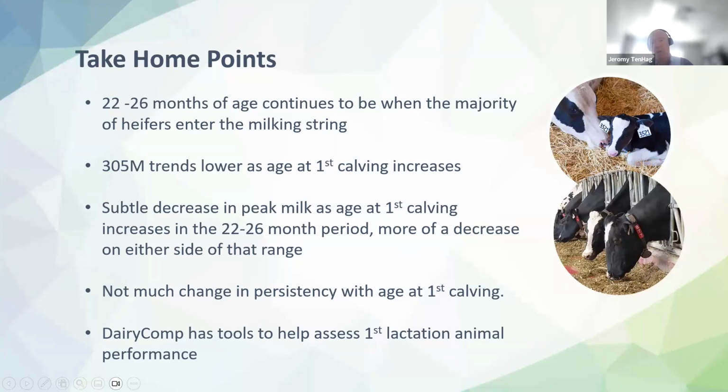305 milks trend lower as age at first calving increases. And I probably should also add, it also trends lower at young age at first calving months. So I should probably have added that in there. There certainly is a subtle decrease in peak milks as age at first calving increases in the 22 to 26 month period, but there's more of a decrease on either side of that 22 to 26 month range.